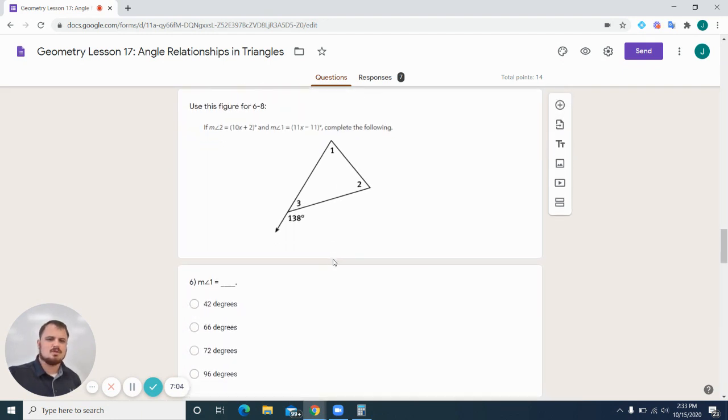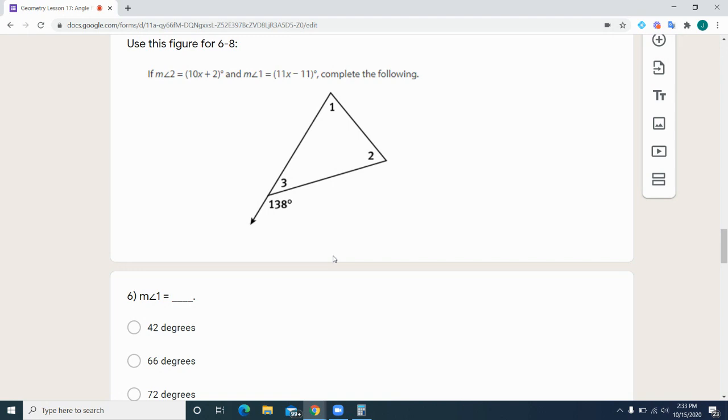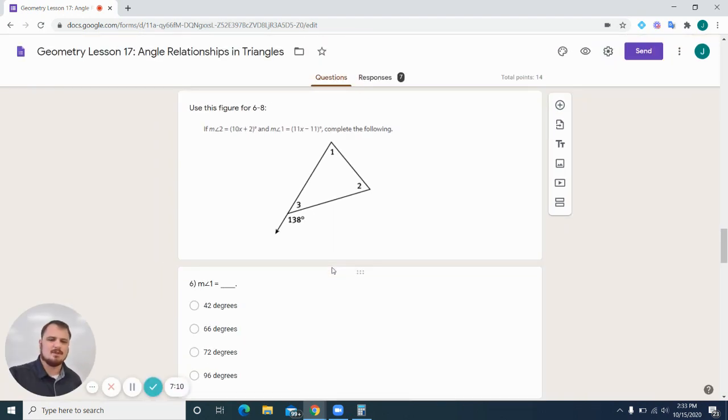Let's do this problem right here. The measurement of angle 2 is 10x plus 2. So I'm going to label this as I do it, and then I'll make this big so you can see it too. So we have a triangle right here. And then this right here is 138 degrees. And then right here we have angle 3, and they don't tell us anything about angle 3.